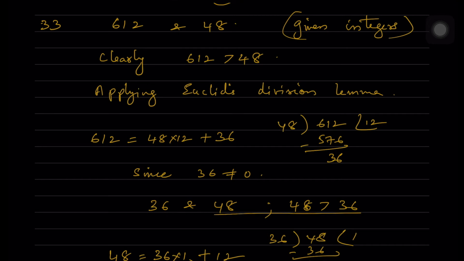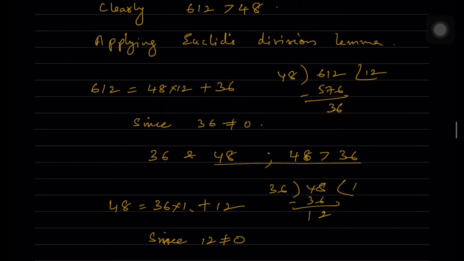48 into 12 is 576. The remainder is 36. So you can write this as dividend is equal to divisor into quotient plus remainder. Since the remainder is not equal to 0, we continue until the remainder is 0. Now the divisor is 48 and the remainder is 36, so we find out by using Euclid's division lemma.